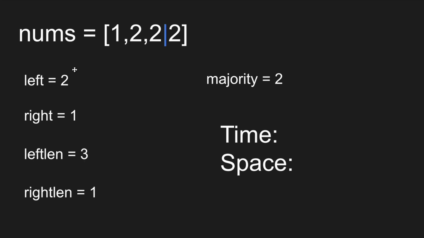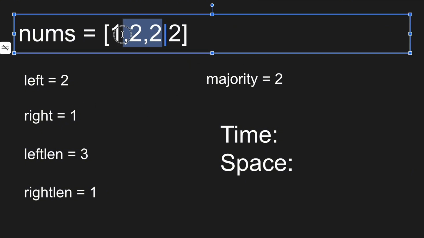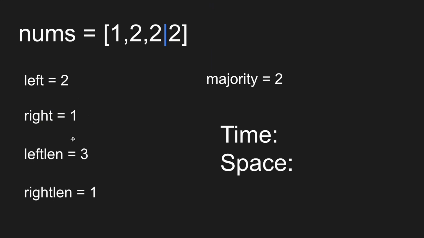So we move down again. Now the left window has 2 of the majority, and the right window has 1 of the majority element. The left length window is 3. The right length window is 1. 2 times 2 is greater than 3. 2 times 1 is greater than 1. So this is valid. So we can return 2, or the left pointer, as the result.